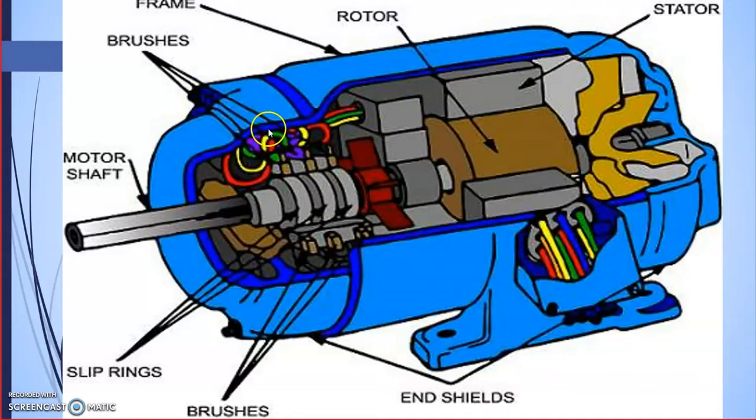You can see it has slip rings, brushes, frame. This is the frame. What you see outside is the frame, but inside this frame I am showing you the cross section. This is called the motor shaft. These are called slip rings, and then brushes. Then end shields. You can see this will be the outer casing, and to the outer casing two parts will be joined, the left hand side and right hand side. They are called end shields. So these are just the basic parts of rotating machines.